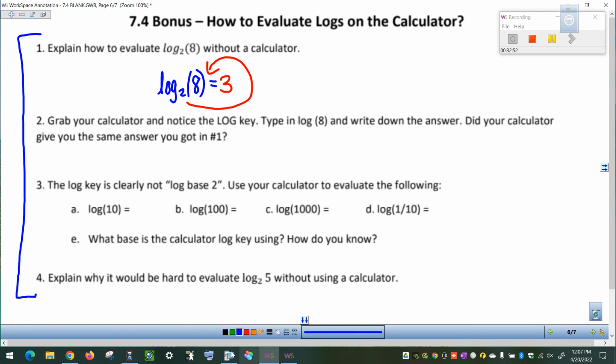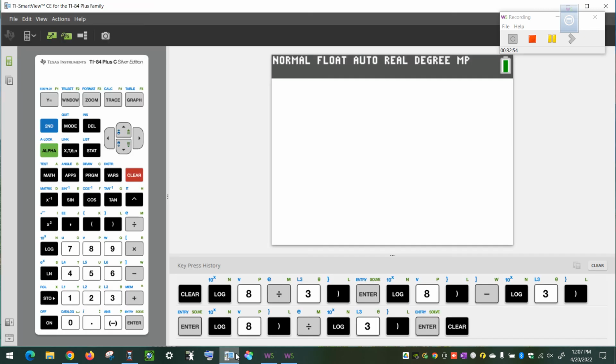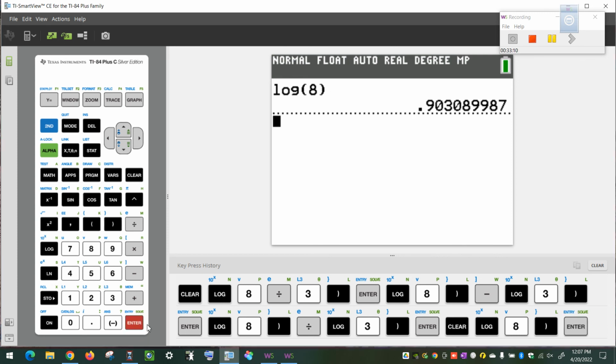Now, in the second part here, we're going to grab our calculator. And even a scientific calculator will work on this. You should have noticed that there is a log key. On a graphic calculator, the log key is right next to the 7. And so when I press the log key and then I just type in 8 in the parentheses part, notice that we're not getting the same answer. We didn't get 3. And so really all that's telling us here is that, well, when we press that log key, this is not doing log base 2. It must be using a different base. That's the only explanation for why we're not getting the same answer.